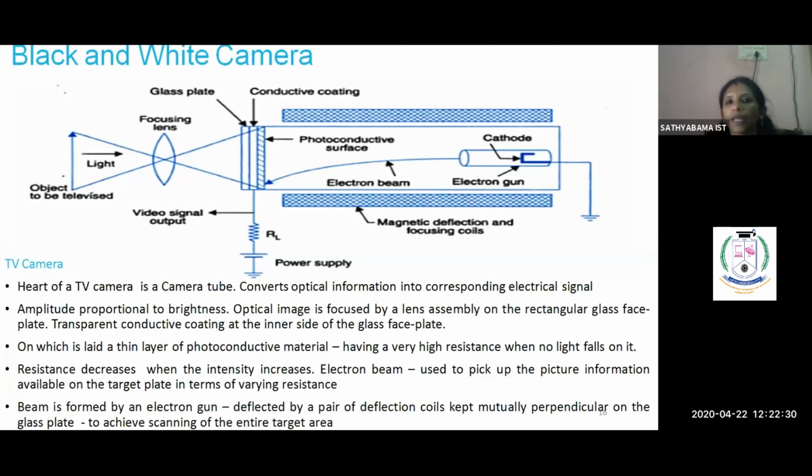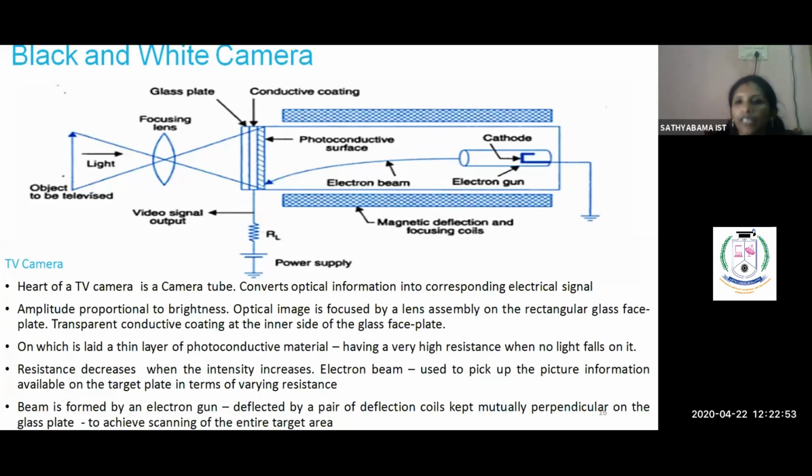So, the black and white camera, this is the pictorial representation. How does it take place? The light signal is passed through the lens, and the lens reflects the images onto the photoconductive surface, which is then hit by the electron beam, and you get the picture.